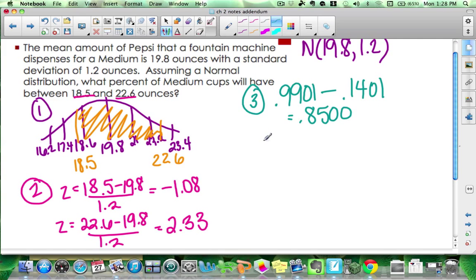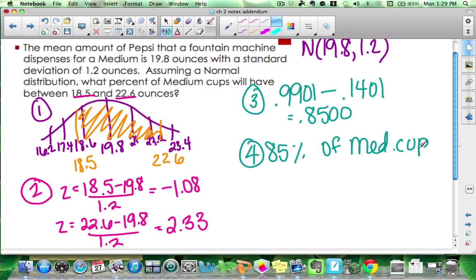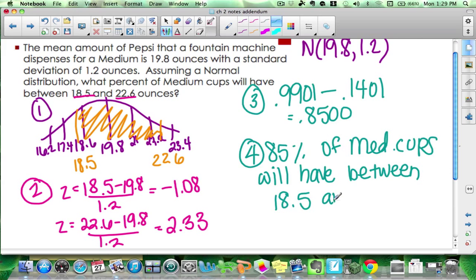0.8500, or 85%. So my answer in context, 85% of medium cups will have between 18.5 and 22.6 ounces.